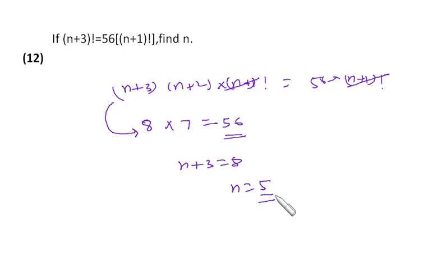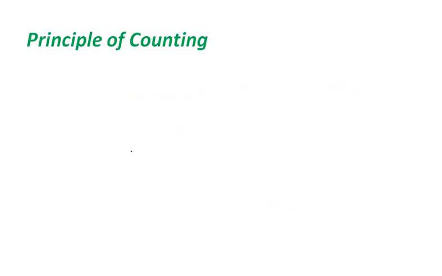Now we come to the next topic, that is the principle of counting, right? Now let's discuss the principle of counting. Now what does the term mean? See, in the principle of counting there are two types of principles, that is addition and multiplication, right? And we come across various problems in our day-to-day life when we have to decide whether in this case the two events are added or multiplied, right?